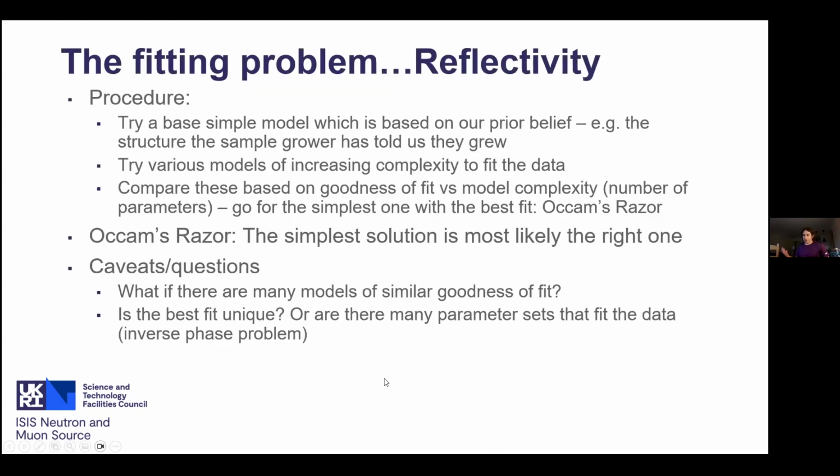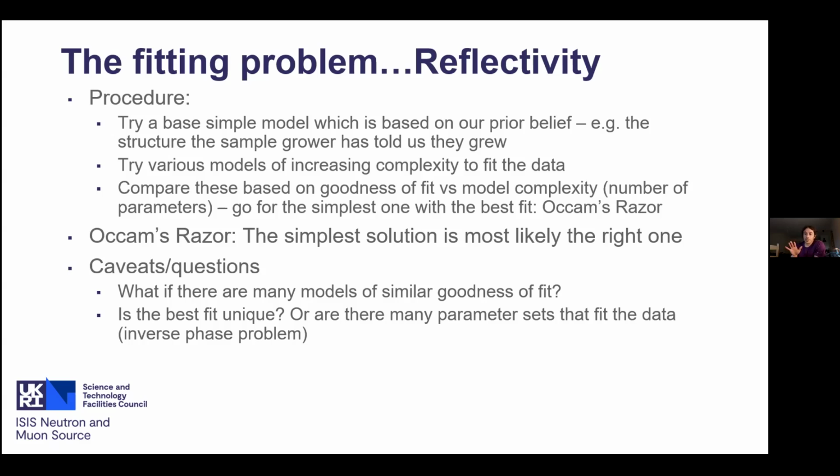So hopefully most of you are very familiar with this. We have a standard kind of fitting procedure. We try and fit some kind of base model, which is based on our prior belief. So in condensed matter, quite often, our model 0 is the sample structure the growers told us they grew. We then try various models of increasing complexity to fit the data. We compare them based on goodness of fit or the model complexity, number of parameters.